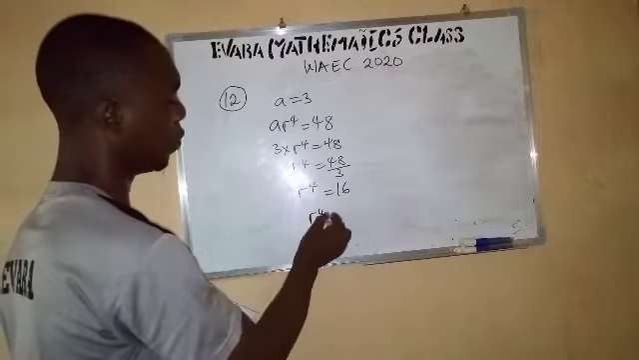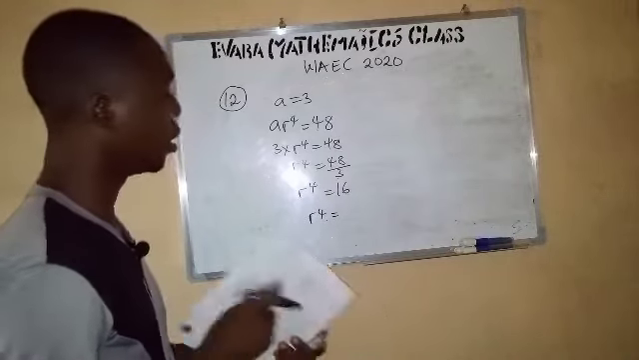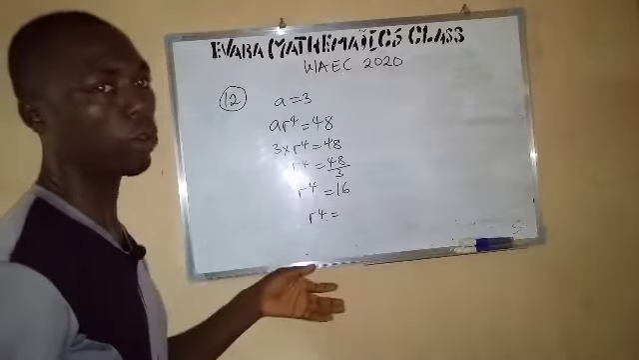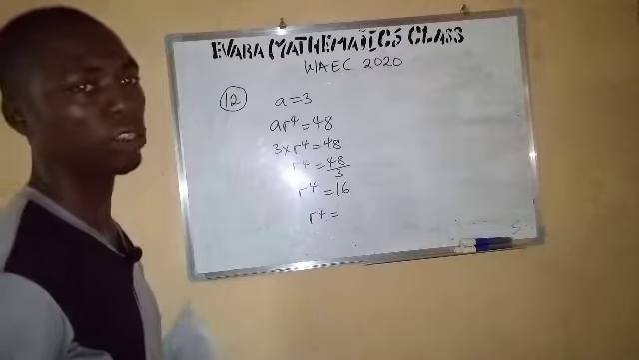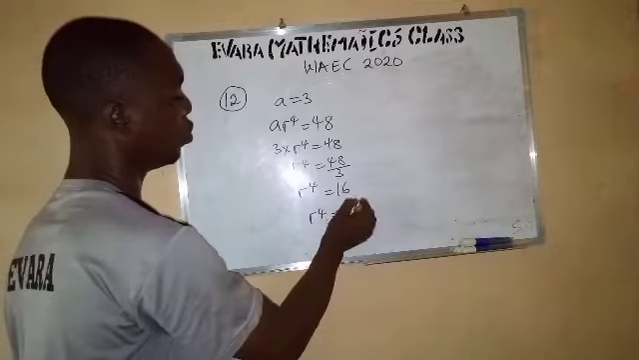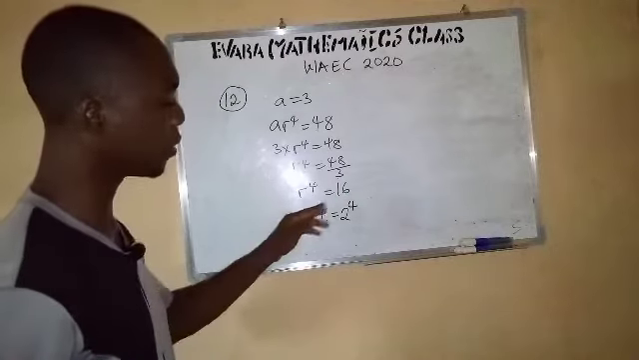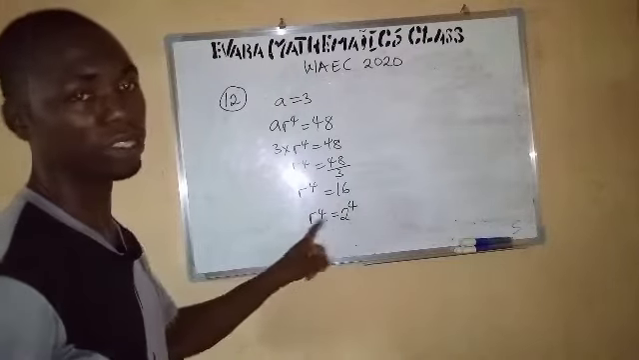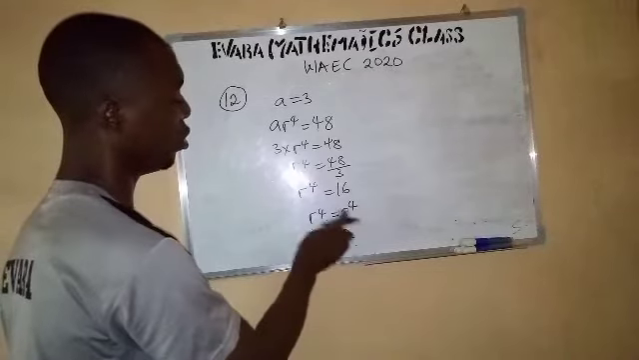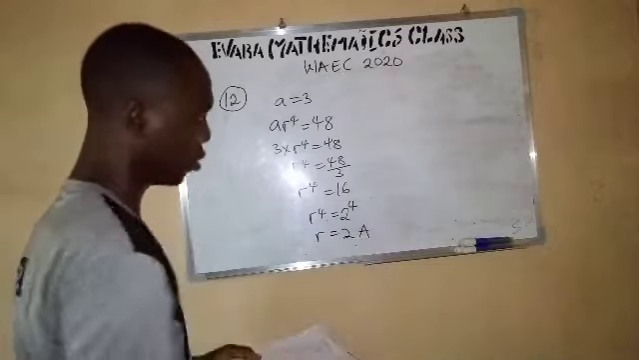Then my R raised to power 4 will now be what? What's the meaning of raised to power? This one means we are going to change 16 to something raised to power 4. And the only number that we can raise to power 4 that will give us 16 is 2. So R raised to power 4 is 2 raised to power 4. And in the rules of indices, when the powers are the same, it means the bases too are the same. So that means the common ratio is 2. And that is option A.